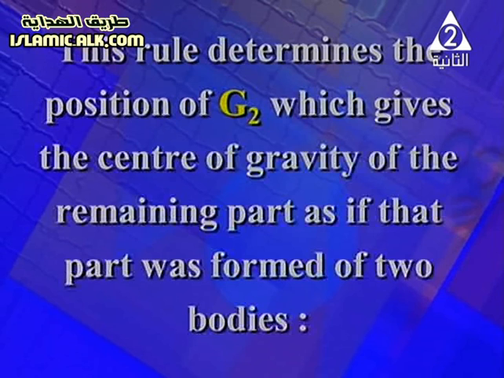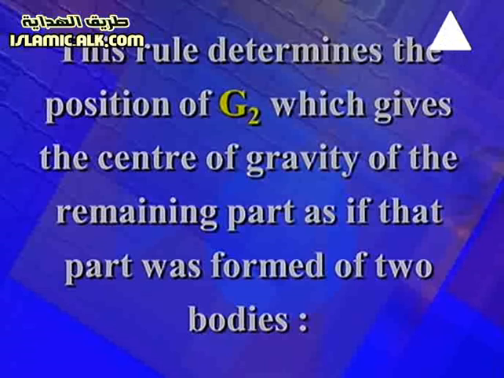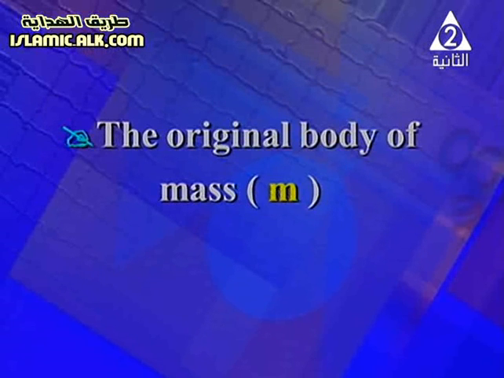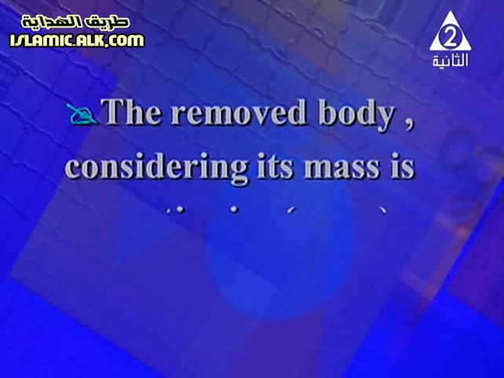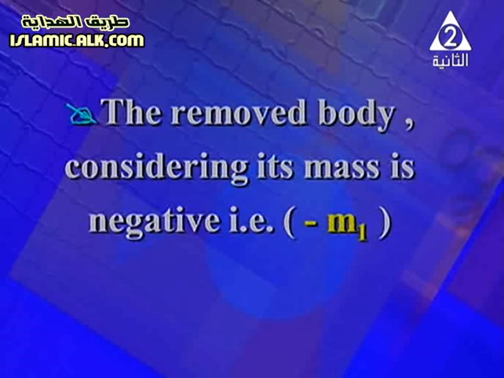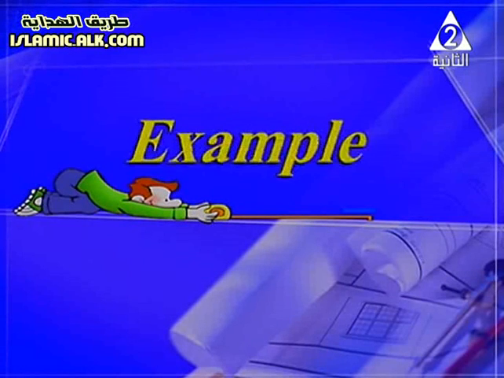This rule determines the position of G2, which gives the center of gravity of the remaining part as if that part is formed of two bodies: the original body of mass equals m, and the removed body considered with negative mass, negative m1. Thus, this method is the negative mass body method. Now we move to an important example.